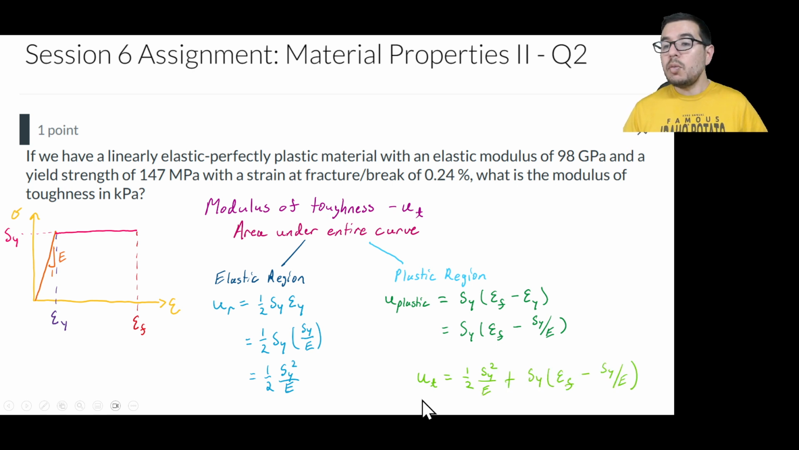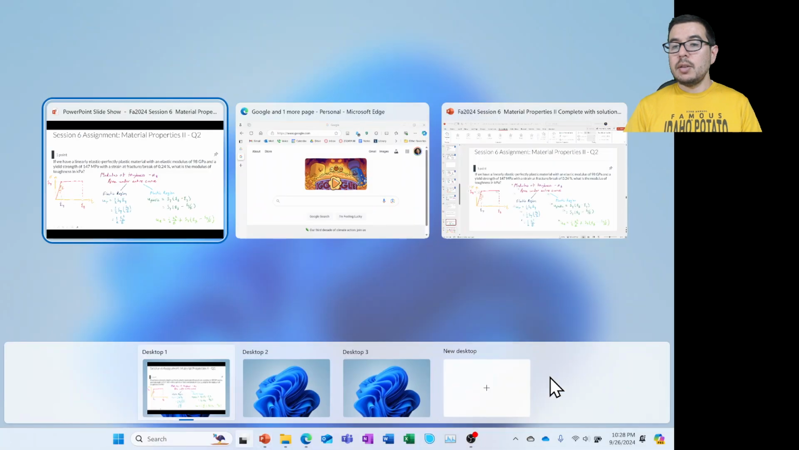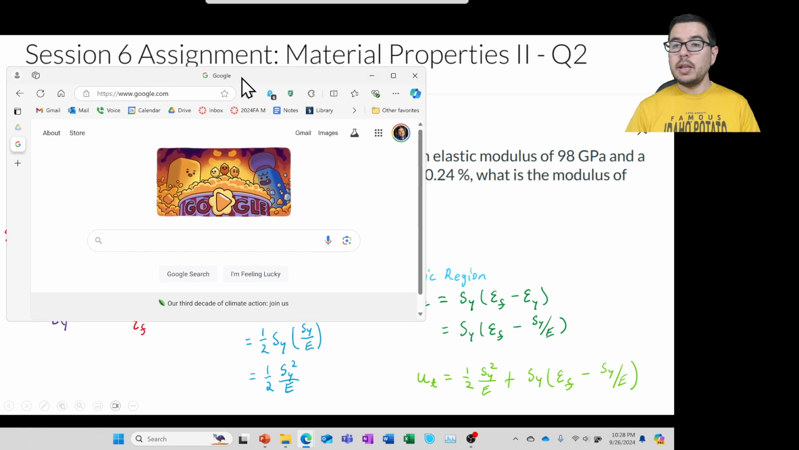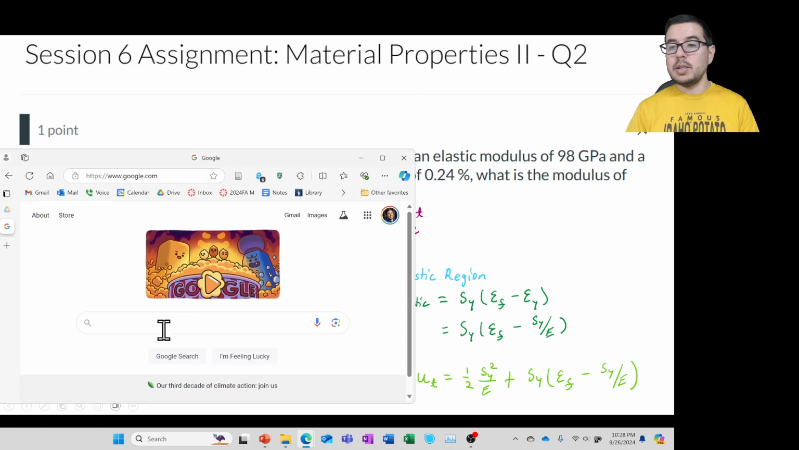In the end, we add these two components together, and the modulus of toughness, it's a U, but it's not the ultimate tensile strain, is 1/2 times the yield strength squared over E plus the yield strength times quantity epsilon f minus the yield strength over E. Well, let's use a couple techniques to perform this calculation. First, simplest, is to use Google, although there are a lot of terms here and we have to do some squaring and be careful, but nonetheless we can do that.